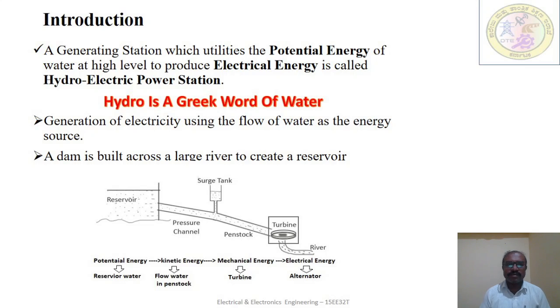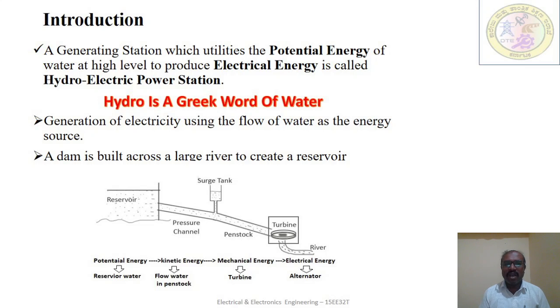Introduction. A generating station which utilizes the potential of water at high level to produce electrical energy is called a hydroelectric power station. Hydro is a Greek word for water. Generation of electricity using the flow of water as the energy source.